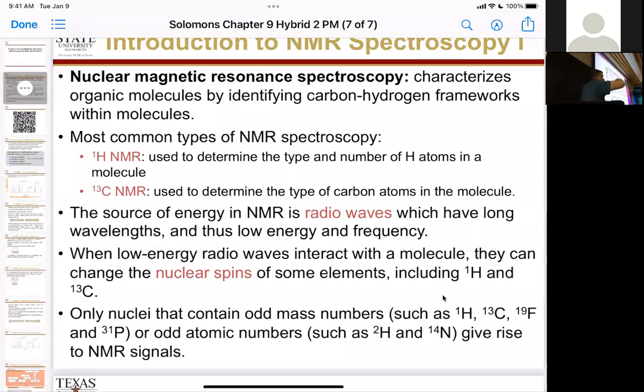There's different times it'll do different things. The more shielded it is, the more electron density it has around it, the quicker it goes. The more de-shielded it is, the less electron density it has around it, the slower it goes. And so we can see the spatial difference in our spectrum.